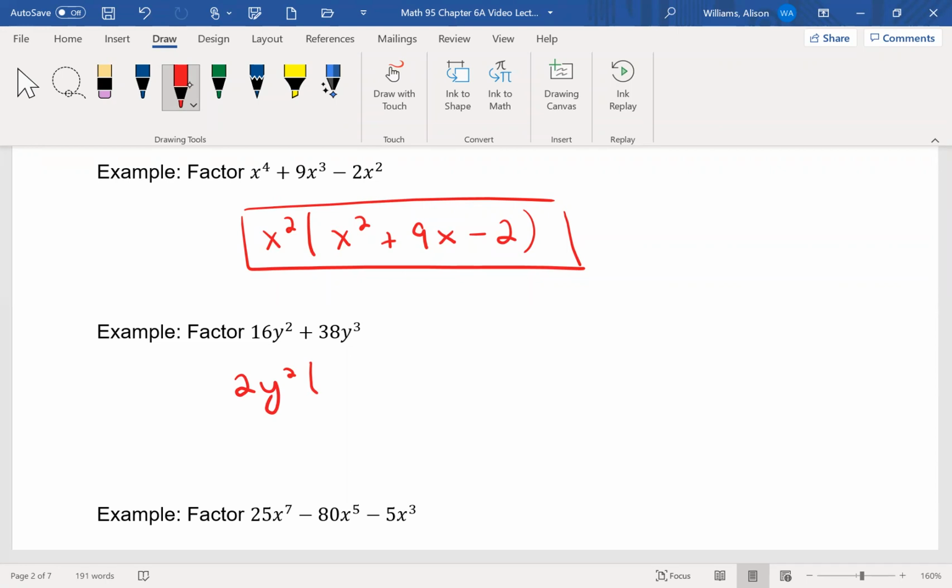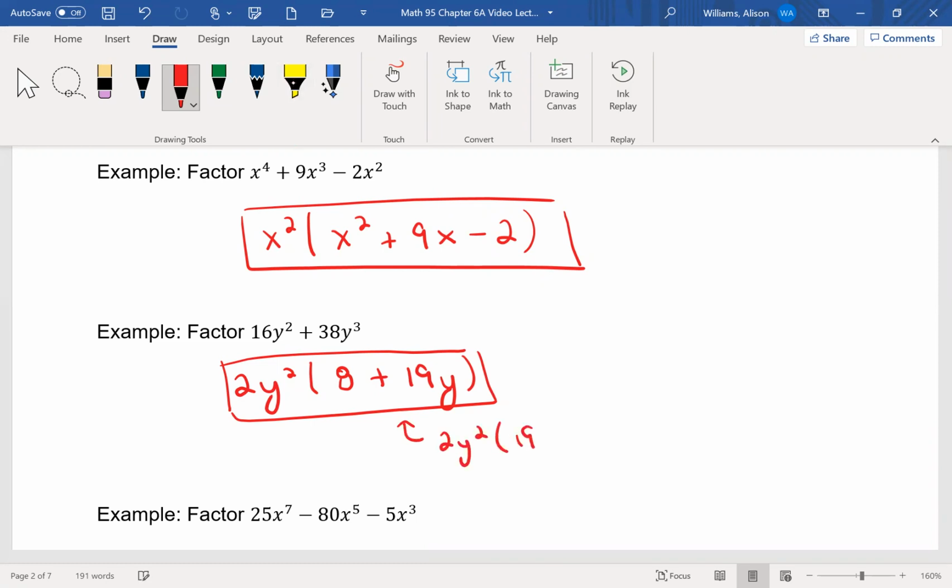So 2 into 16 is 8. I'm factoring out y squared, so there's no y's left over. 2 into 38 is 19. And I'm factoring out y squared, so there'll be 1 y left over. All right, and that can be our answer. Typically, though, a lot of people like to rewrite the last term in descending order. So they would often take the term and switch it around. They would rewrite that as 19y plus 8.